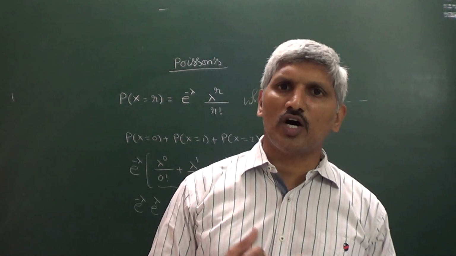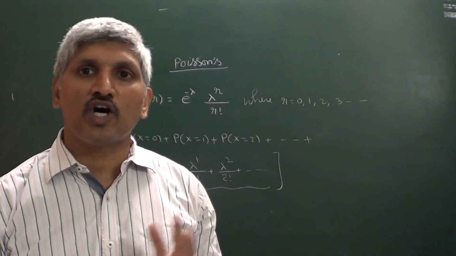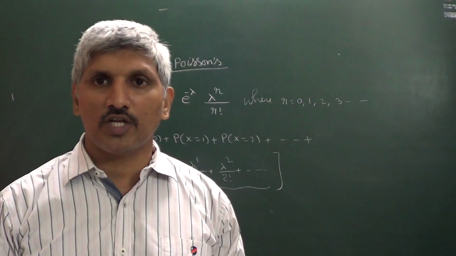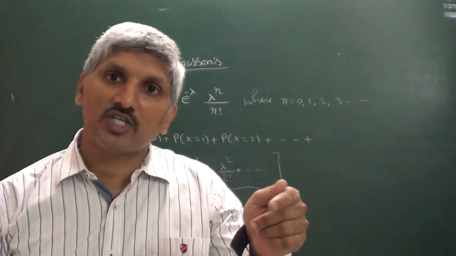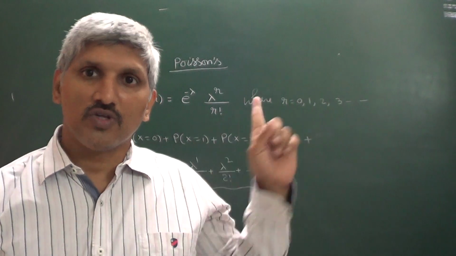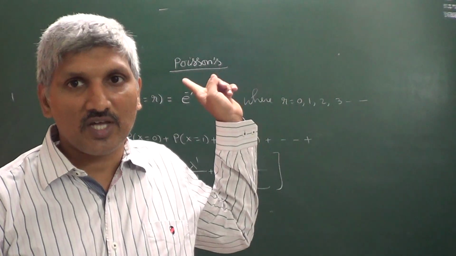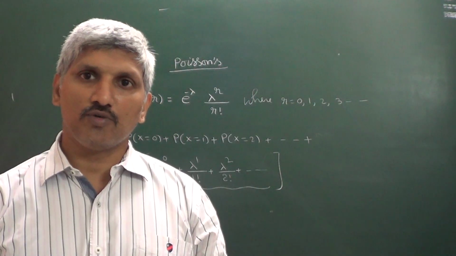So that is the simple idea regarding Poisson's distribution. In Poisson's distribution, mean and variance are equal to lambda. Lambda is the mean of the Poisson's distribution.